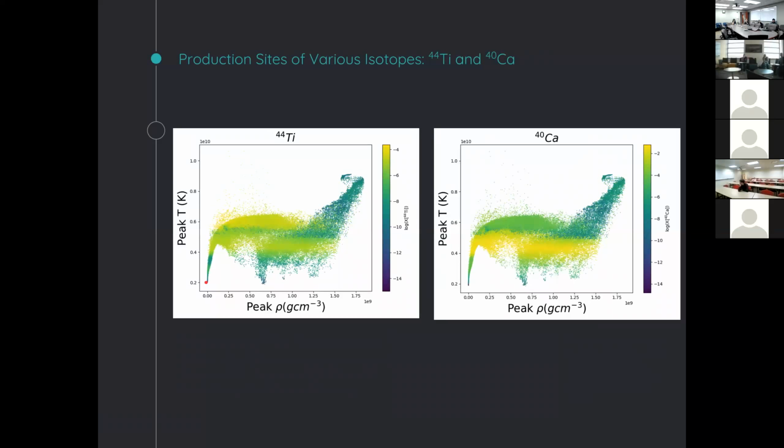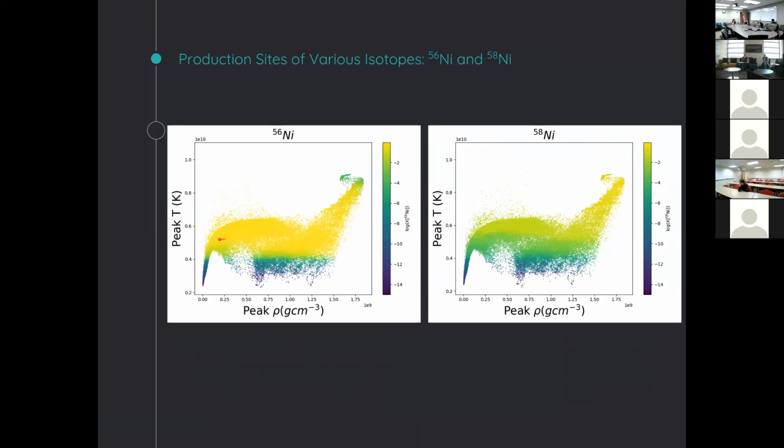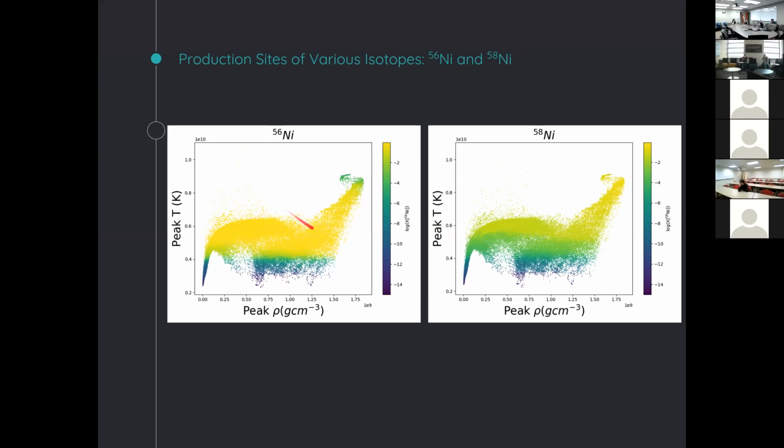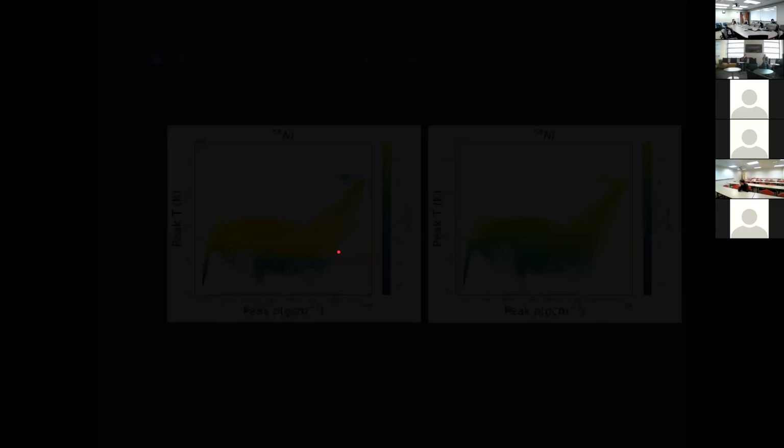We can move on to have a look at titanium-44. You can see there seem to be two distinct regions that titanium-44 is produced in: one at a slightly higher temperature at a lower density, and one at a slightly lower temperature at high density. And calcium-40 here seems to have been produced at a lower temperature but across a wide range of densities here. You can see, perhaps if I go back just slightly, much more clearly here that calcium-44 is produced in this lower region, titanium and nickel-56 is produced in the higher region there. So it's quite an informative plot.